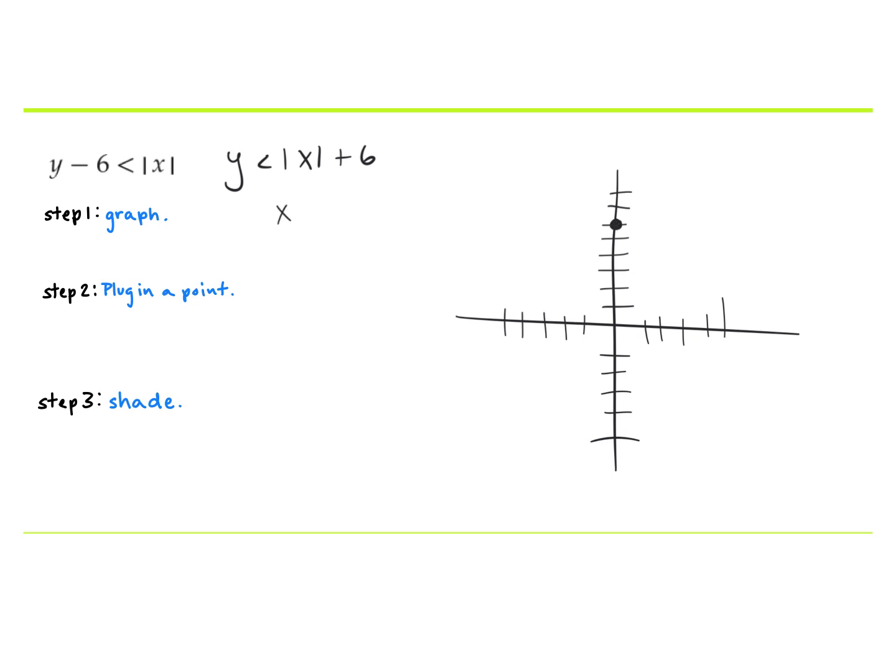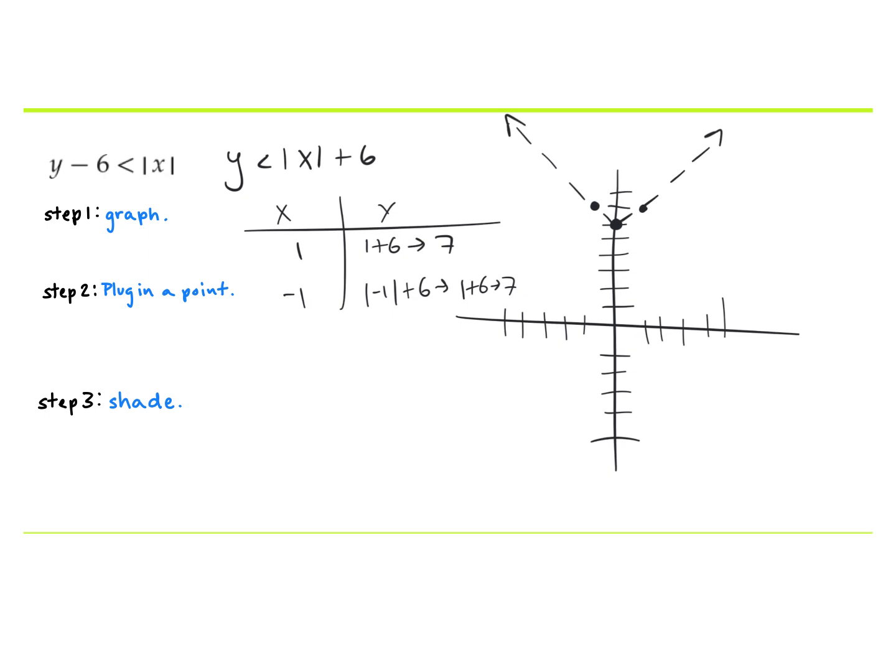The next thing I'm going to do is find my x and y. So I'm going to plug in when we are at 1. So it's going to be 1 plus 6. We're going to get 7. So right up here, I'm going to try negative 1. So negative 1 plus 6, that's going to be 1 plus 6. So it's going to give us 7. So right here, they're telling us it is a dotted line. So I'm going to go ahead and draw it like this. And they're telling us it is when y is less than. So from that y point, we're going to shade down. So everything below that line is going to be our inequality.